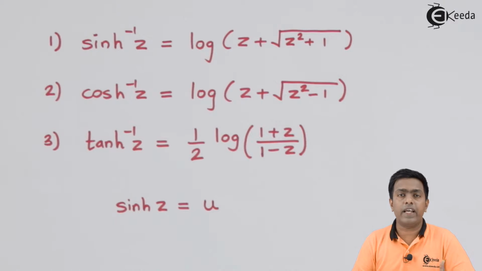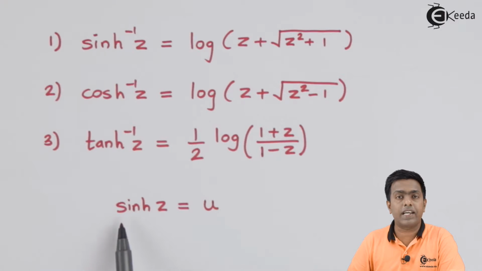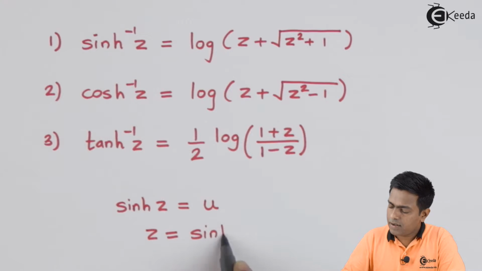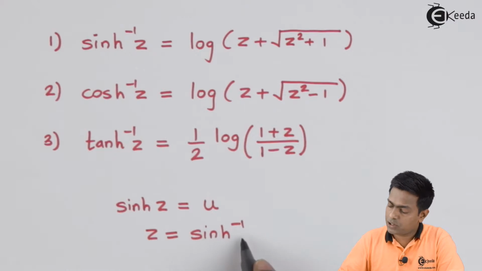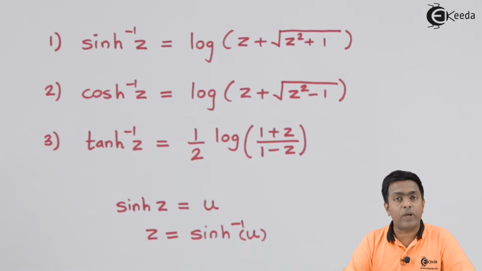Now how do we find the inverse hyperbolic function? I will shift this hyperbolic sine to the right hand side. So we will get z as hyperbolic sine inverse of u. So guys, this is the inverse hyperbolic function. Now on this screen you can see that there are three different functions. The first one is hyperbolic sine inverse of z, and the value of that is log of z plus under root z square plus 1.